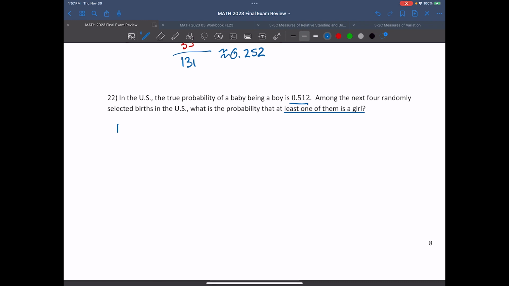So the probability of at least one is going to be 1 minus the probability of all are not. So this is kind of a generalization, but let's see how we do this. If we want at least one girl, this is going to be 1 minus the probability of all boys.